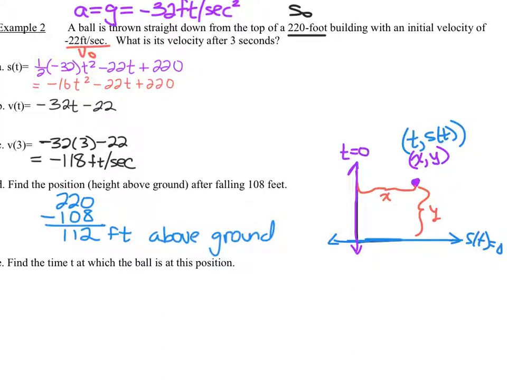T equals 0. All right. Why is that important? Well, it's important because it tells me that when an object is falling 108 feet, that is not going to be our s of t. S of t has to be the distance from ground level up.